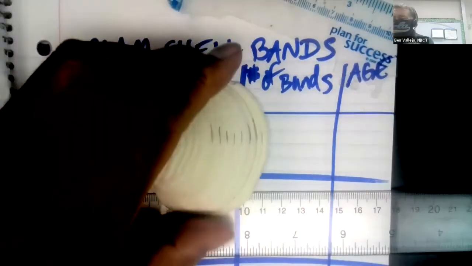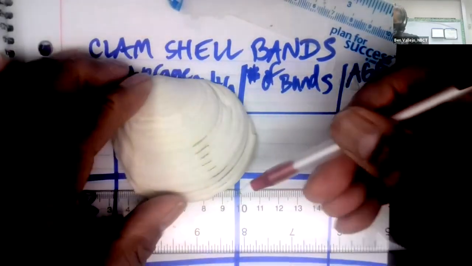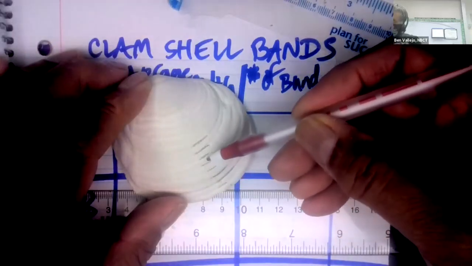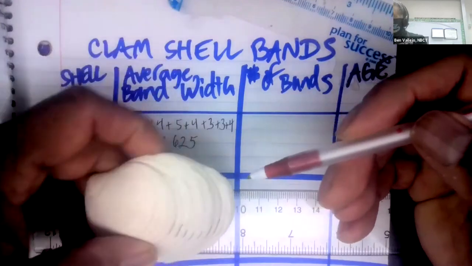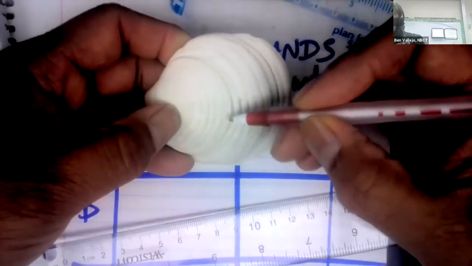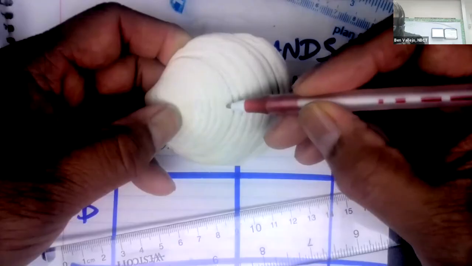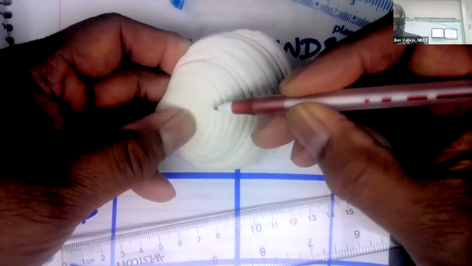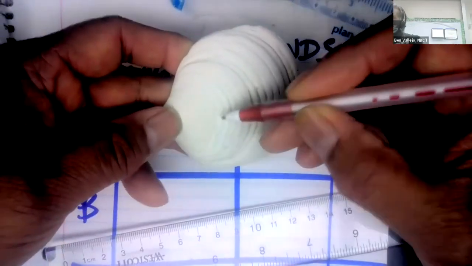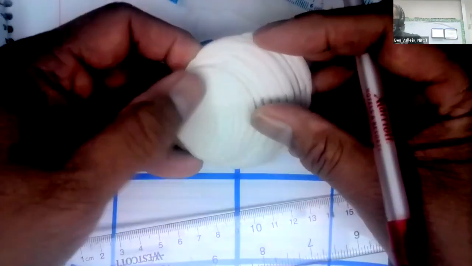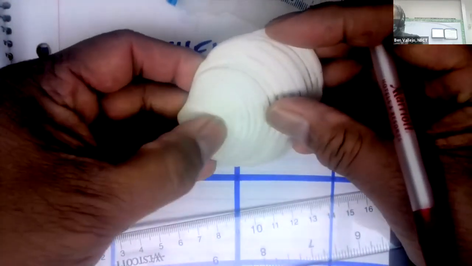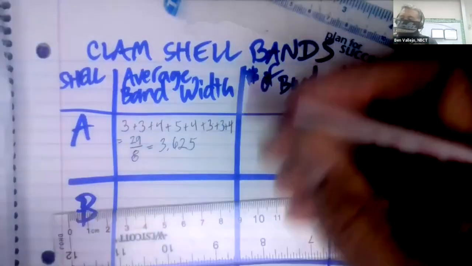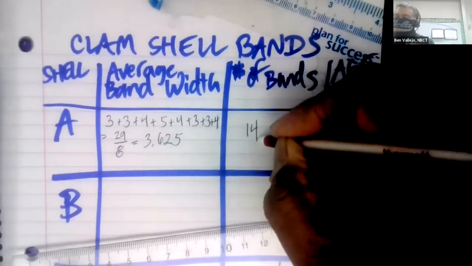But if I keep looking at this same one, 1, 2, 3, 4, wait, 1, 2, 3, 4, 5, 6, 7, 8. You can see there's more bands here. There's a 9th one. Up here it's 10, 11, 12, 13. Then after that, we're going to say that 13 and this whole thing here is the first year. So that's 14. So the total number of bands is 14.